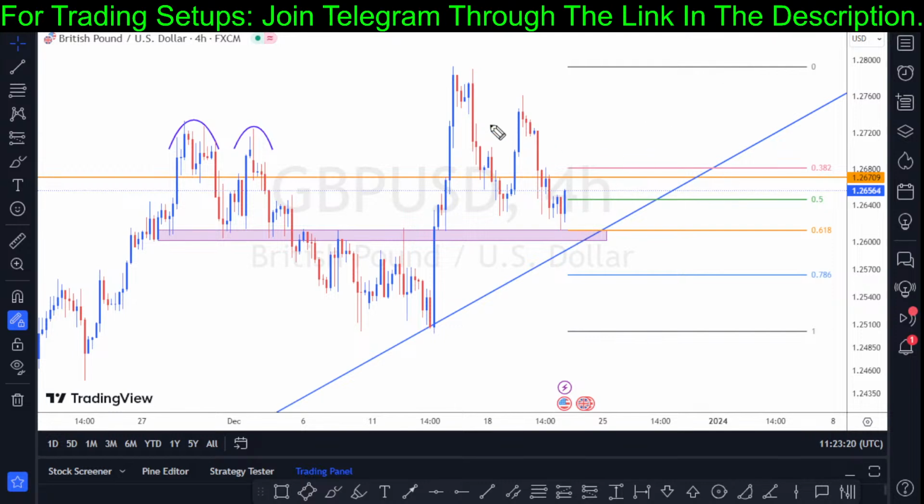But take note, if you are looking out for a short entry on gold paired against the USD, then it means technically we should be looking out for a short entry on British pound sterling paired against the USD, right?